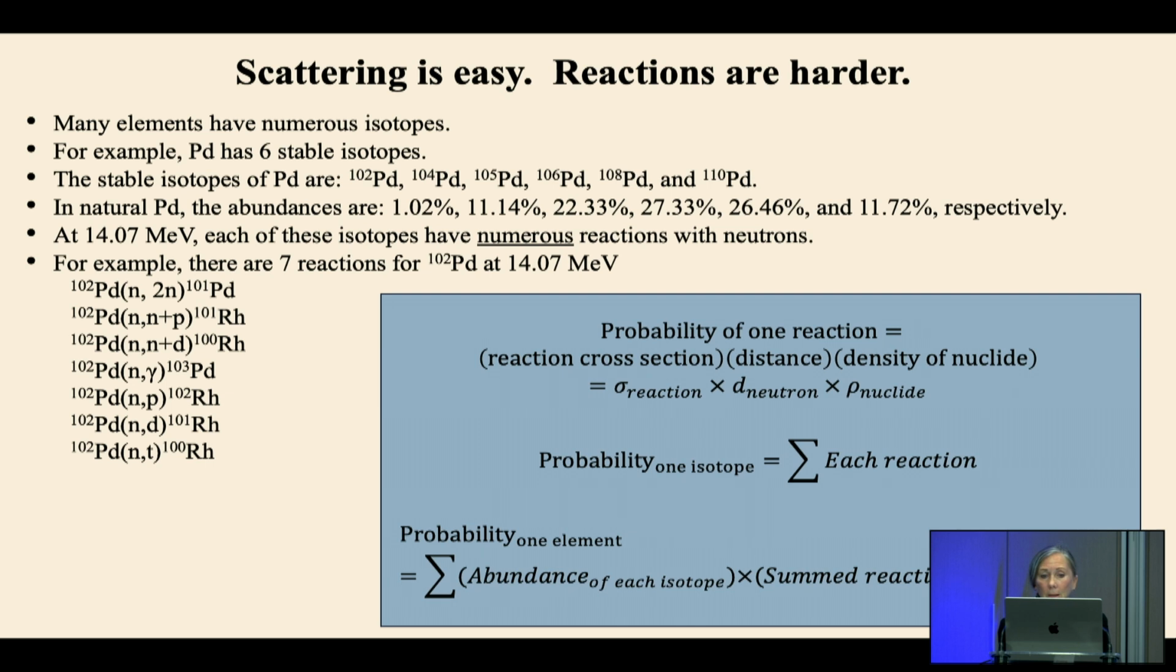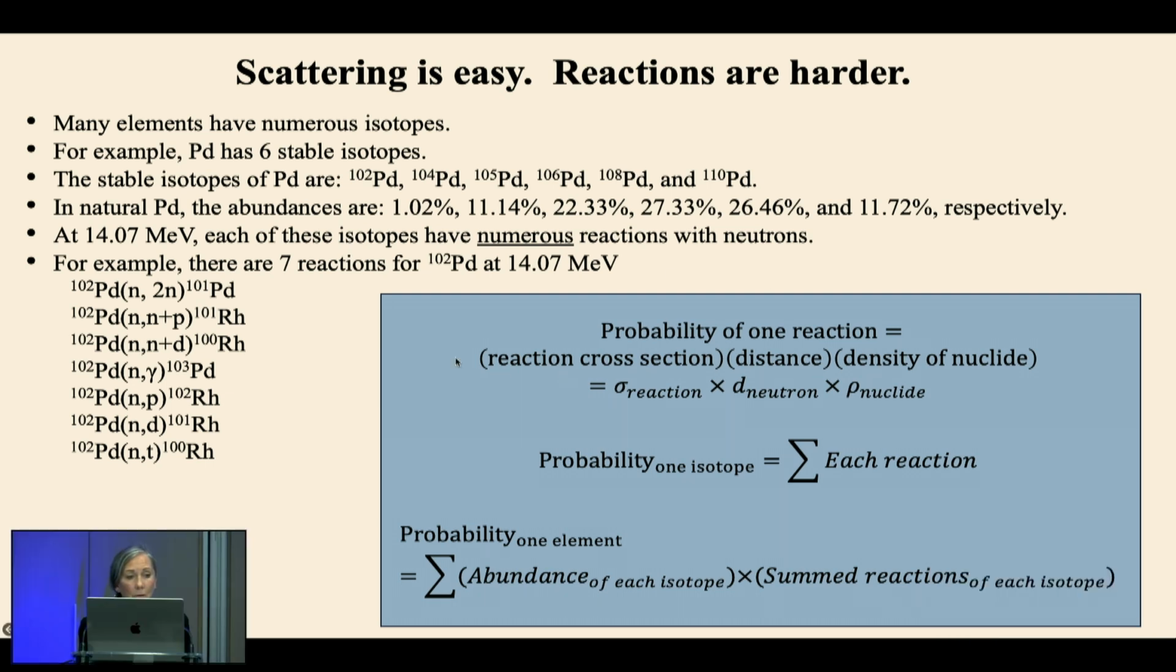To get the probability of a reaction, you take the reaction cross-section, which you read off that table, like I showed you. You take it times the distance that the average neutron will travel, times the density of that particular nuclide, or I should say isotope. Then that gives you the probability for one reaction. So the probability for one isotope is the sum for each reaction for that isotope. And the probability for one element would be the weighted average of that isotope times the abundance of that. I'm sorry, it's the weighted average.